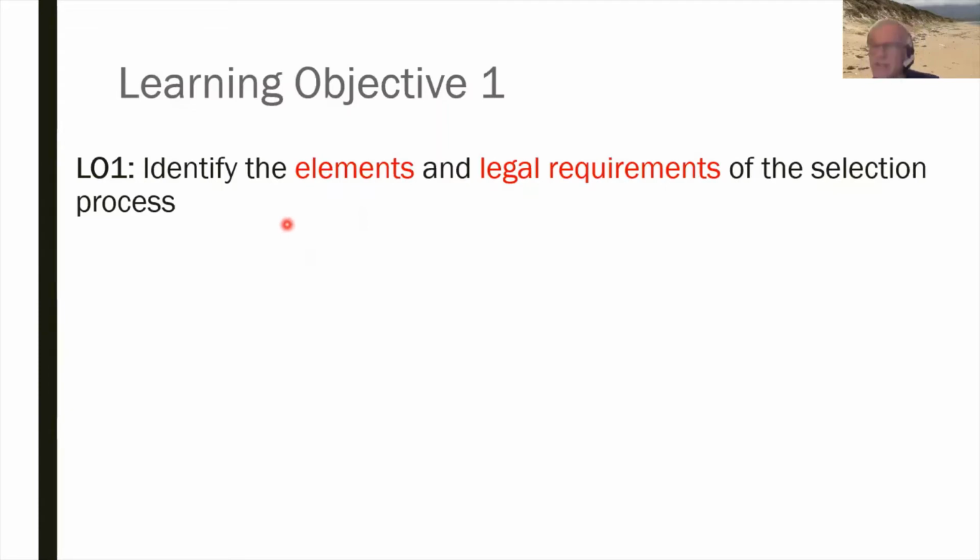And secondly, the laws and legal requirements. Be particularly cognizant of human rights, asking questions or putting in requirements that result in unfair discrimination, and also privacy, asking for private information that you don't need, and safeguarding any private information that was given in the job interview.